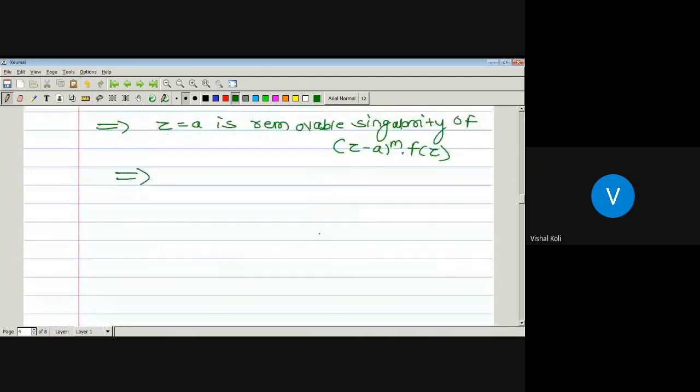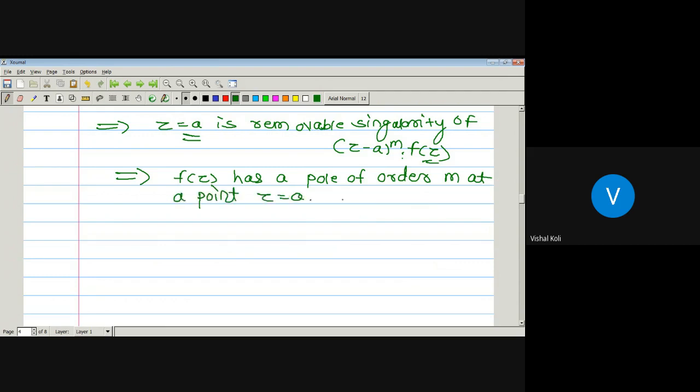Then by the definition of pole, as this function has a removable singularity at the point z equal to a, the function f of z has a pole of order m at the point z equal to a, which is by the definition of pole. So the given function f of z has a pole of order m at z equal to a.